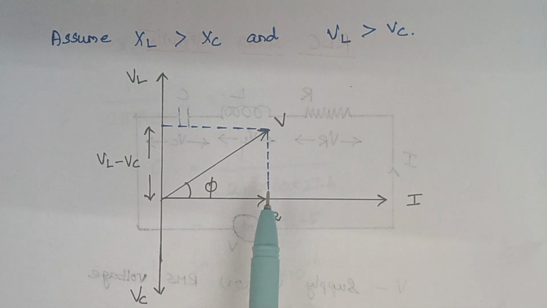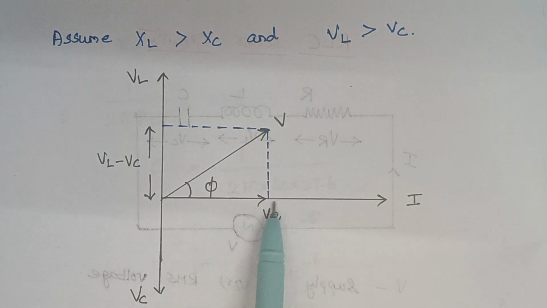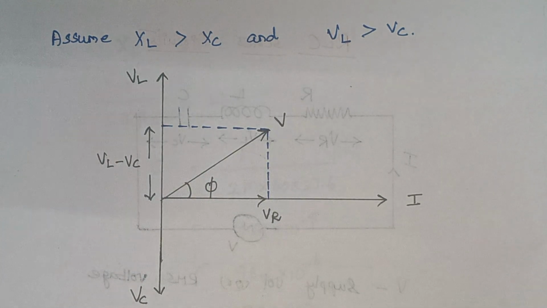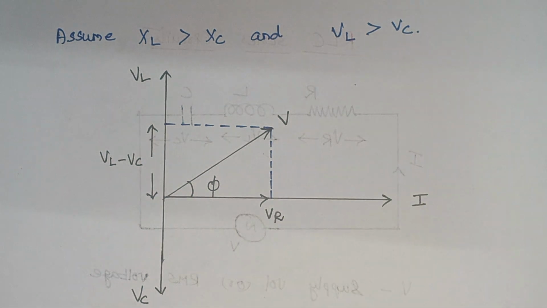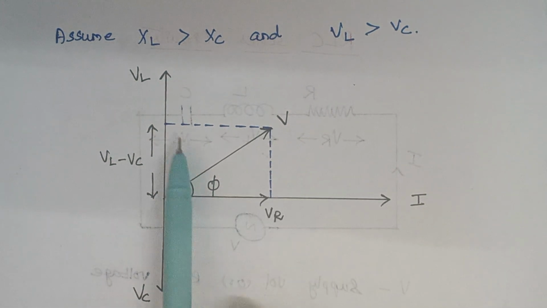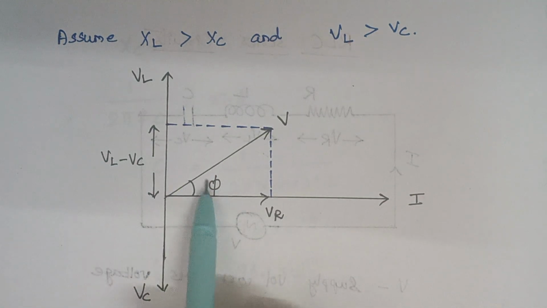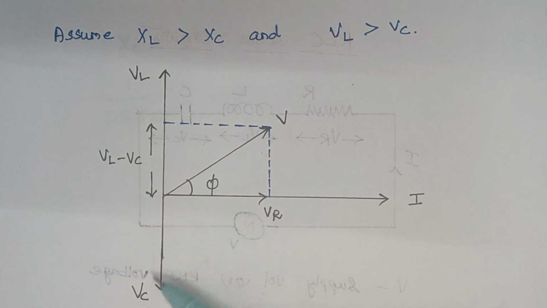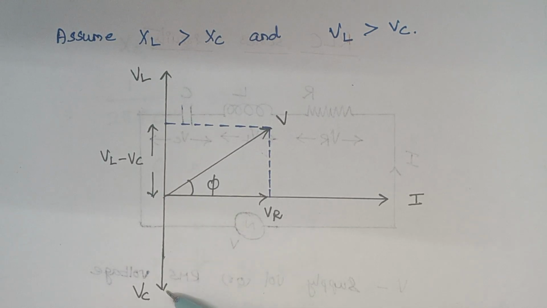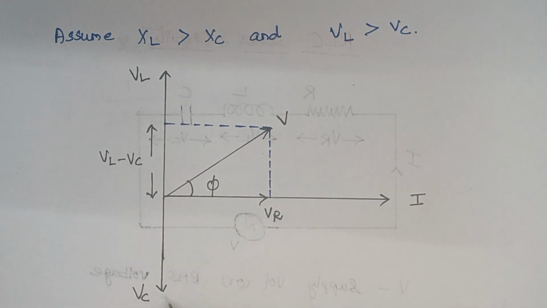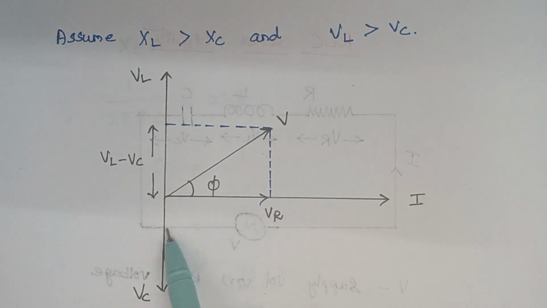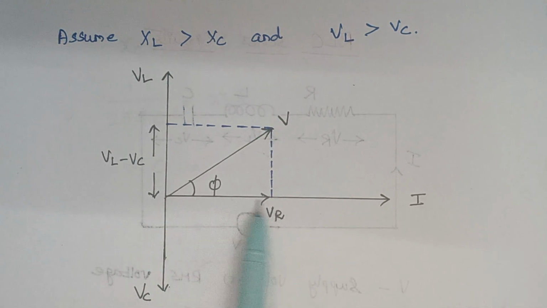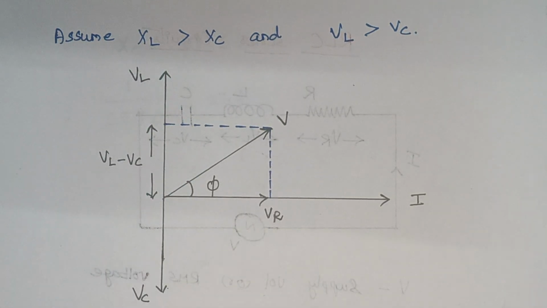Right. And in the inductive circuit, as we all know, voltage leads the current by 90 degrees. So this is your VL. So voltage leads the current by 90 degrees. Whereas in case of capacitive circuits, that is in case of a capacitor, what happens? Again, the voltage lags the current by 90 degrees. Right. So now we have drawn VR, VL and VC.